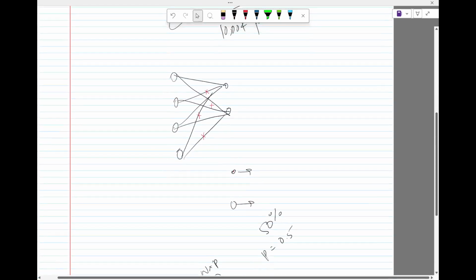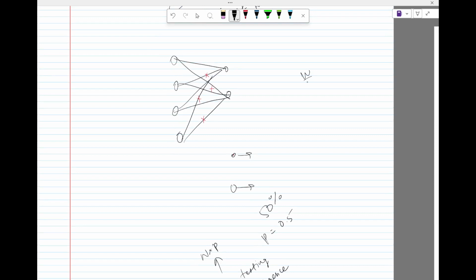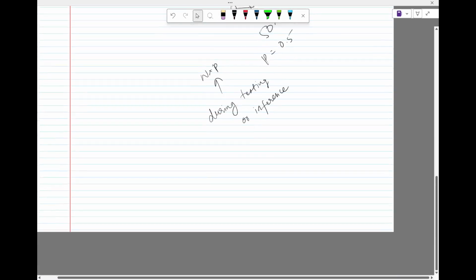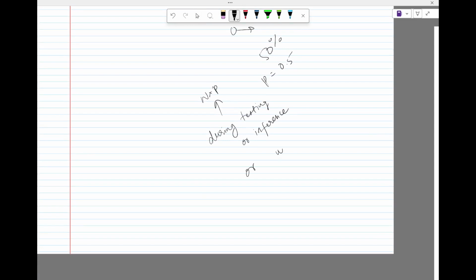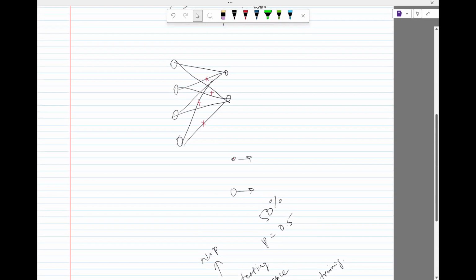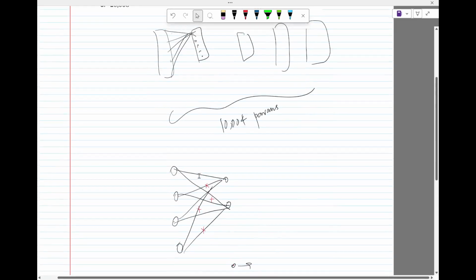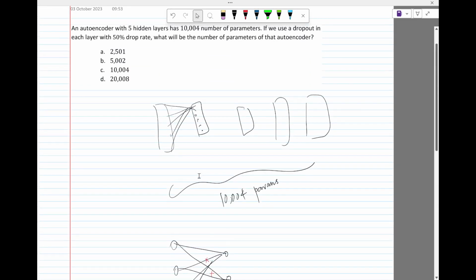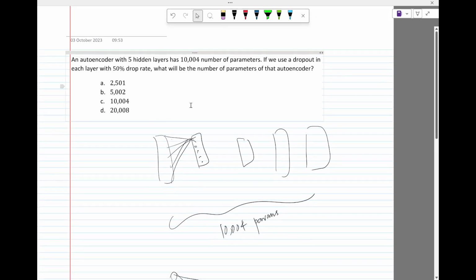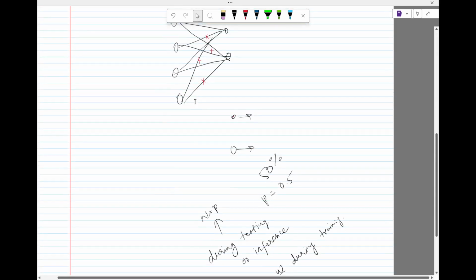Otherwise, another way is you divide w by p during training. So that is how dropout is implemented.